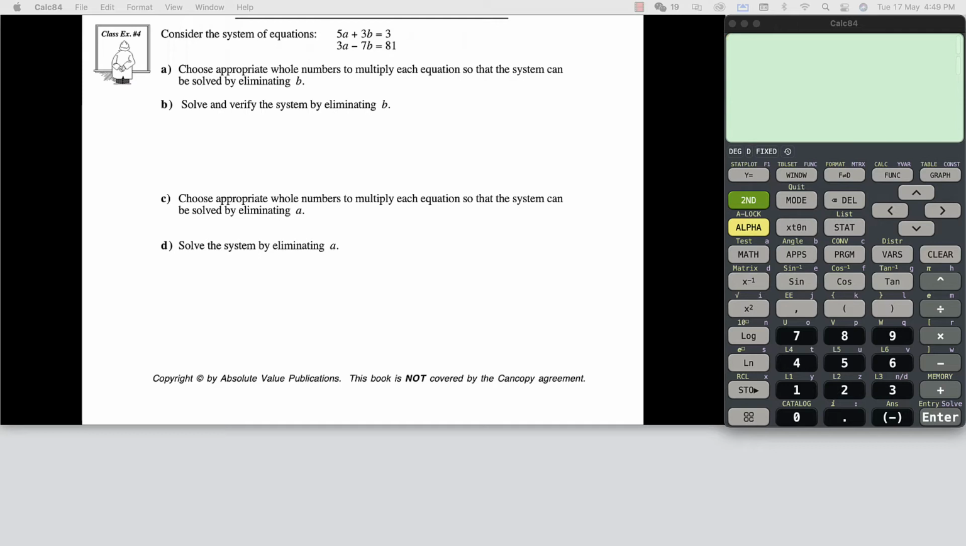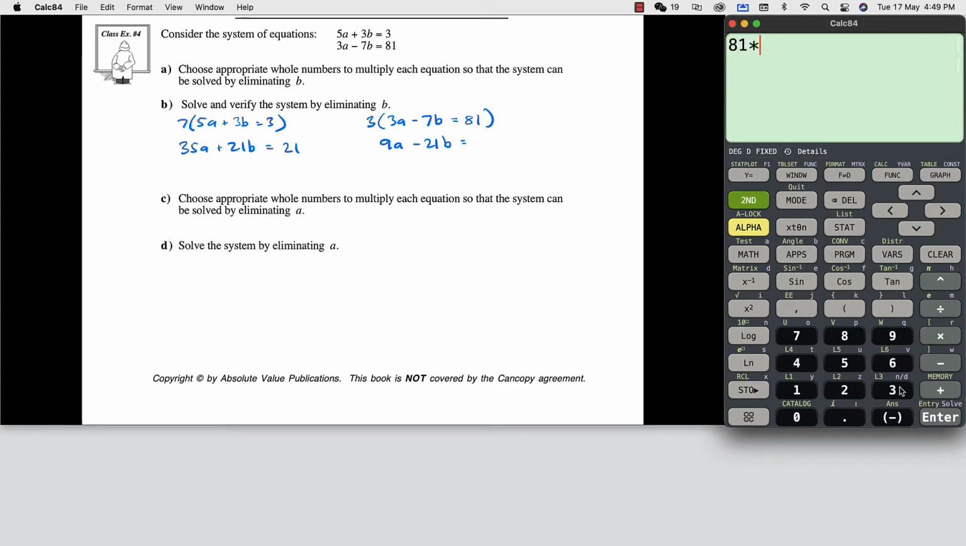So essentially what I'm going to do is multiply the top one by 7 and multiply the bottom one by 3. So the top one's going to be 7 times 5a plus 3b equals 3. I'm going to end up with 35a plus 21b equals 21. And on the second equation, I'm going to multiply it by 3, 3 times 3a minus 7b equals 81. And that's going to give us 9a minus 21b equals 81 times 3. So let's go 81 times 3, 243.